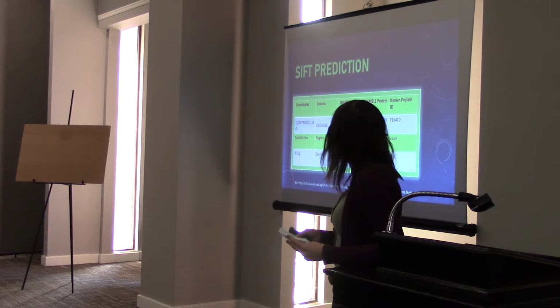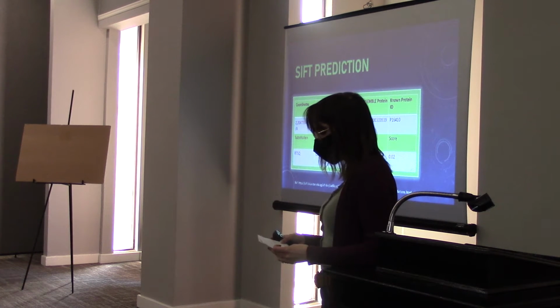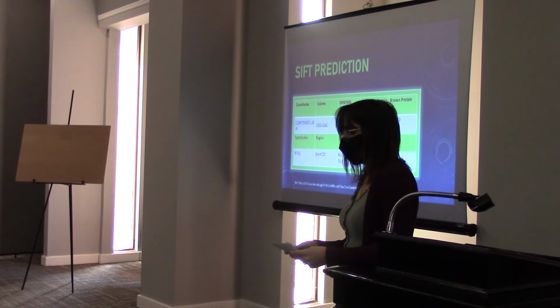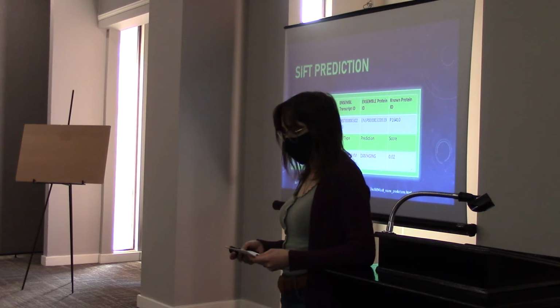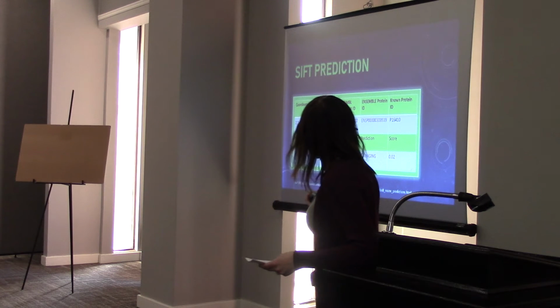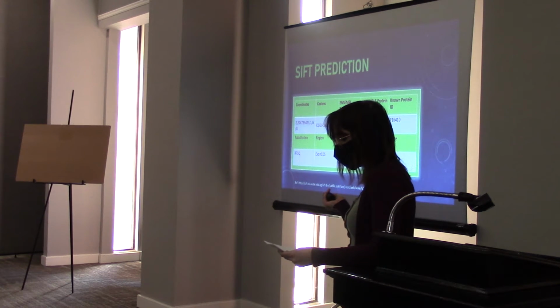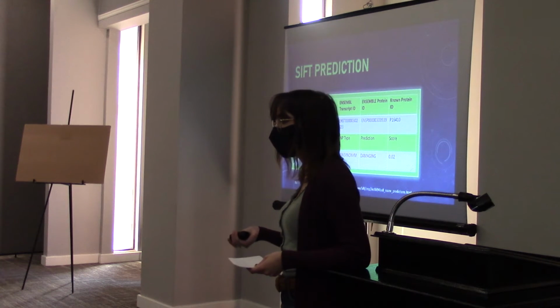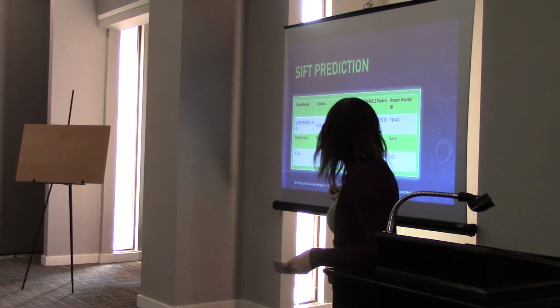This is my SIFT prediction. SIFT predicts SNV effects on protein structure and function based on the sequence homology and physical properties of amino acids. It is useful for accounting for the positive and neutral charge difference in arginine and glutamine variation. This prediction is damaging.